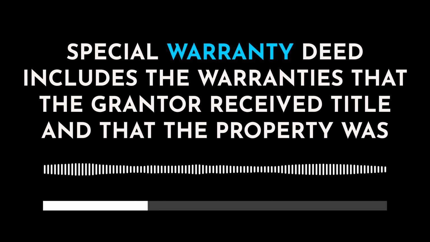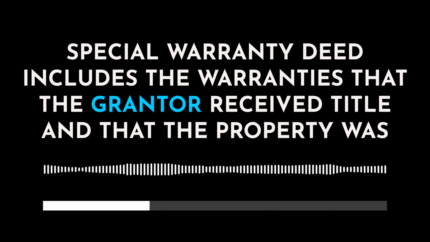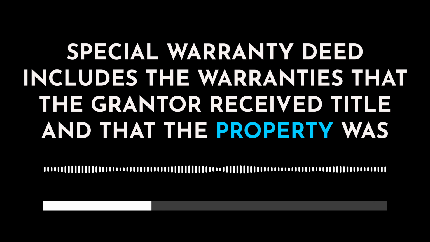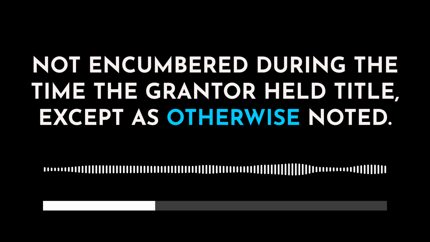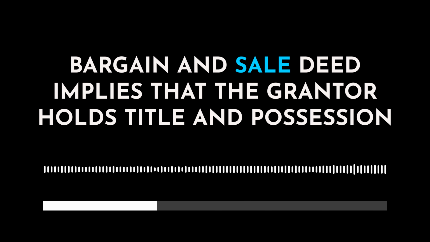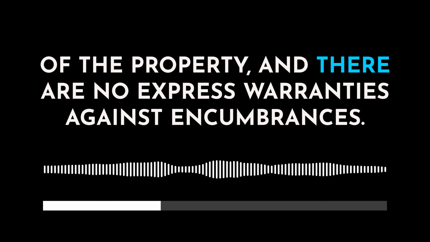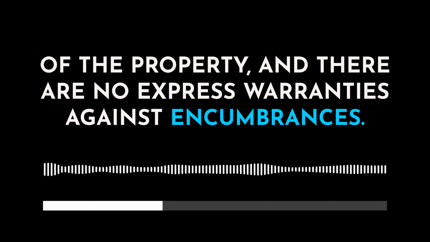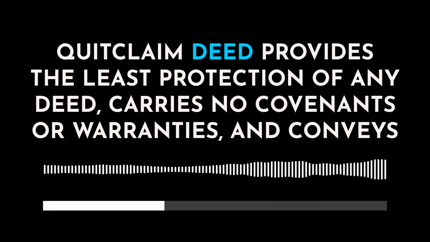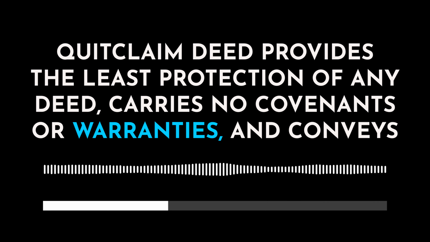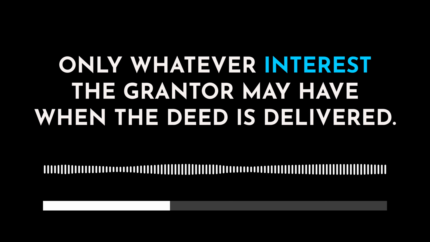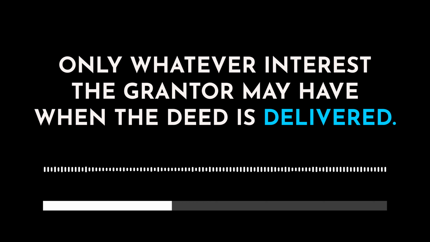2. Special warranty deed includes the warranties that the grantor received title, and that the property was not encumbered during the time the grantor held title, except as otherwise noted. 3. Bargain and sale deed implies that the grantor holds title and possession of the property, and there are no express warranties against encumbrances. 4. Quitclaim deed provides the least protection of any deed, carries no covenants or warranties, and conveys only whatever interest the grantor may have when the deed is delivered.